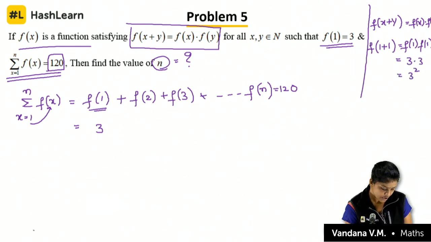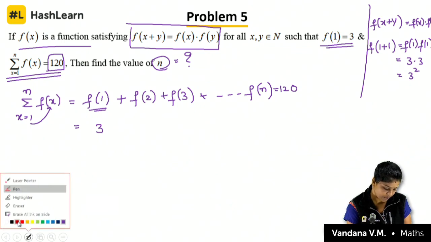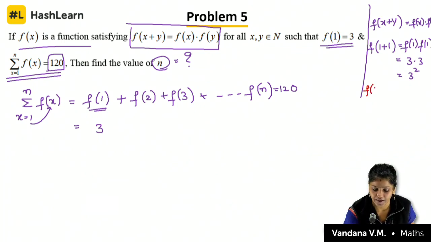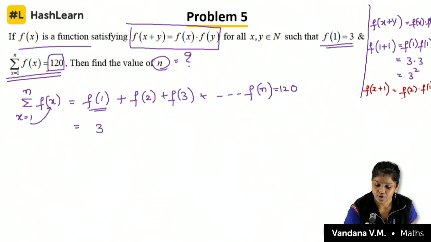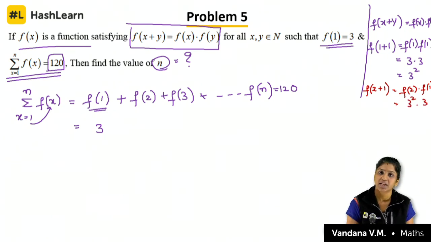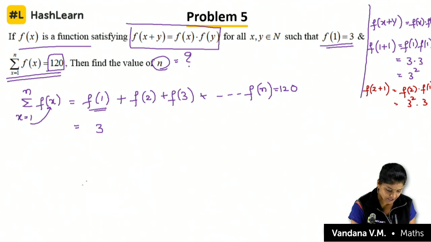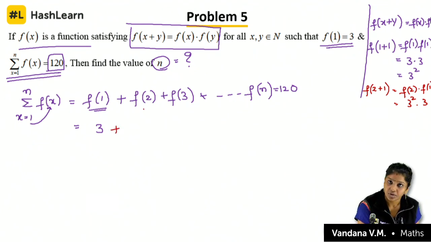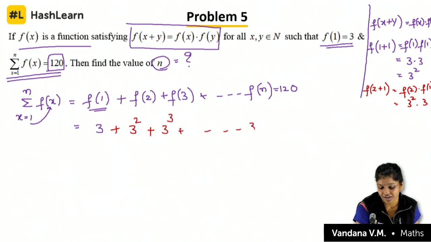In the same way, you find out the f of 3 value, children. 3 can be written as 2 plus 1. So this can be written as f of 2 into f of 1. The f of 2 value I knew is 3 square, f of 1 value is 3, totally 3 cube. So I can easily write f of 2 is 3 square, f of 3 is 3 cube. So if I want the nth term, it is 3 power n. The sum is 120.